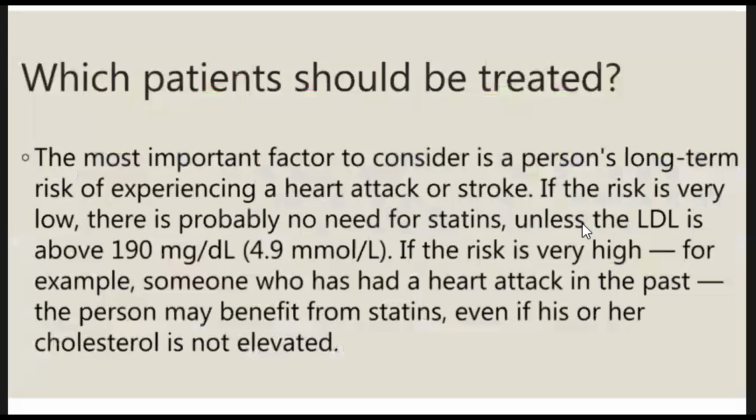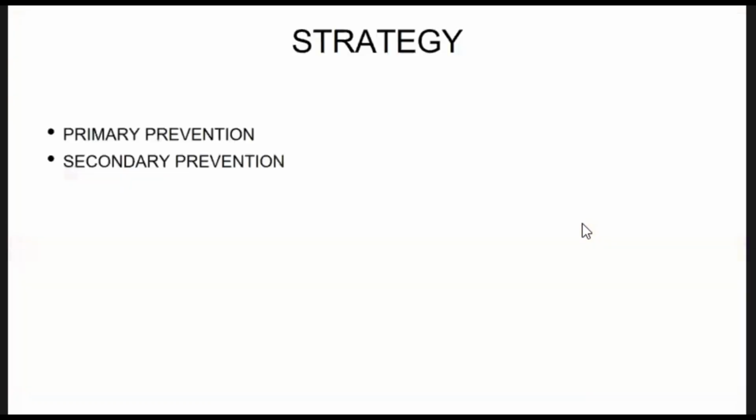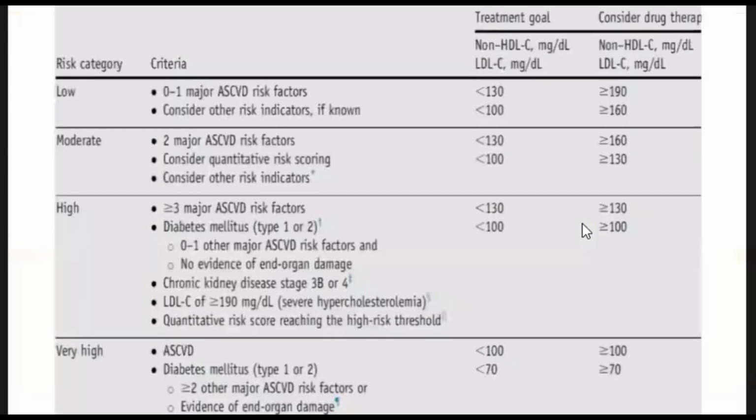So which patient should be treated? My entire lecture is summarized in this slide. You have to identify the patient's lifetime risk of experiencing either a heart attack or stroke. If this patient doesn't have a risk, probably he doesn't need a statin. And irrespective of the risk factors, if a patient comes to you with an LDL level of more than 190, you have to treat the patient. For all others, you have to risk stratify them. So what are the strategies? We know either primary prevention or secondary prevention. By doing that, we risk stratify the patient.